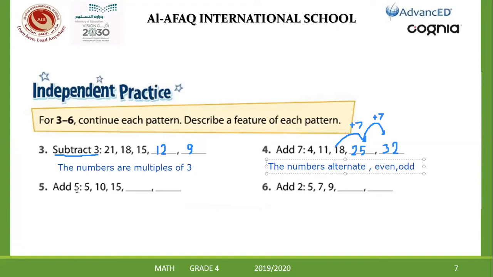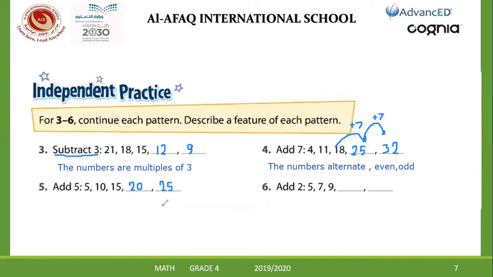Number 5, add 5. Here, add means which operation, addition, and which sign are you going to use, plus. Here, 5, add 5, you will get 10. Add another 5, you will get 15. So here we have to add another 5 to get the next number, the number that comes next. So here will be 20. Add another 5 will be 25. Okay. So here, as you see, we have 5, 10, 15, 20, 25.